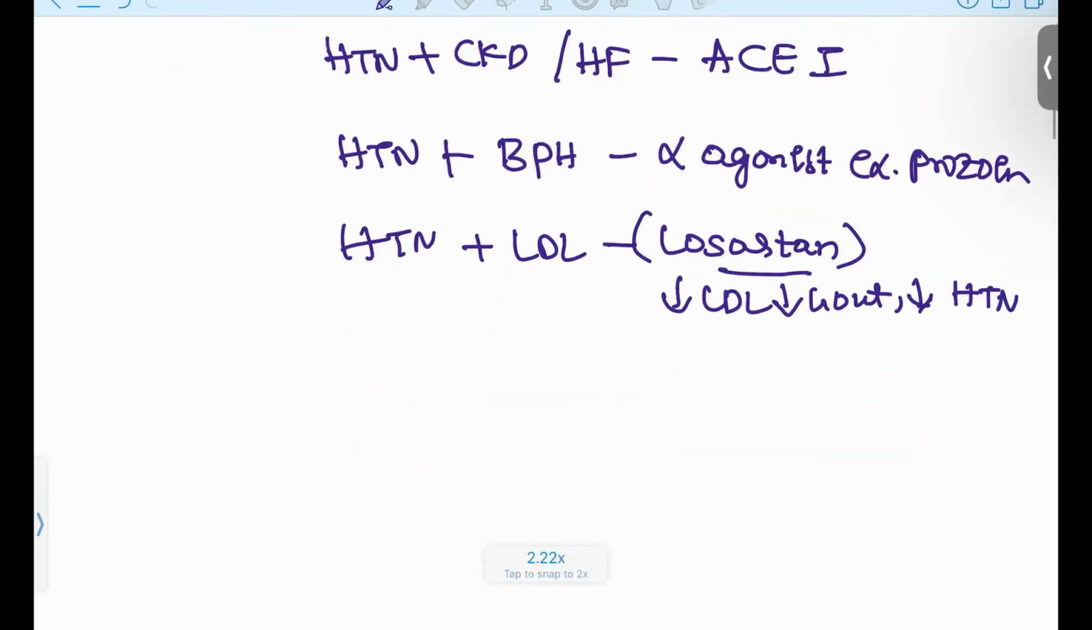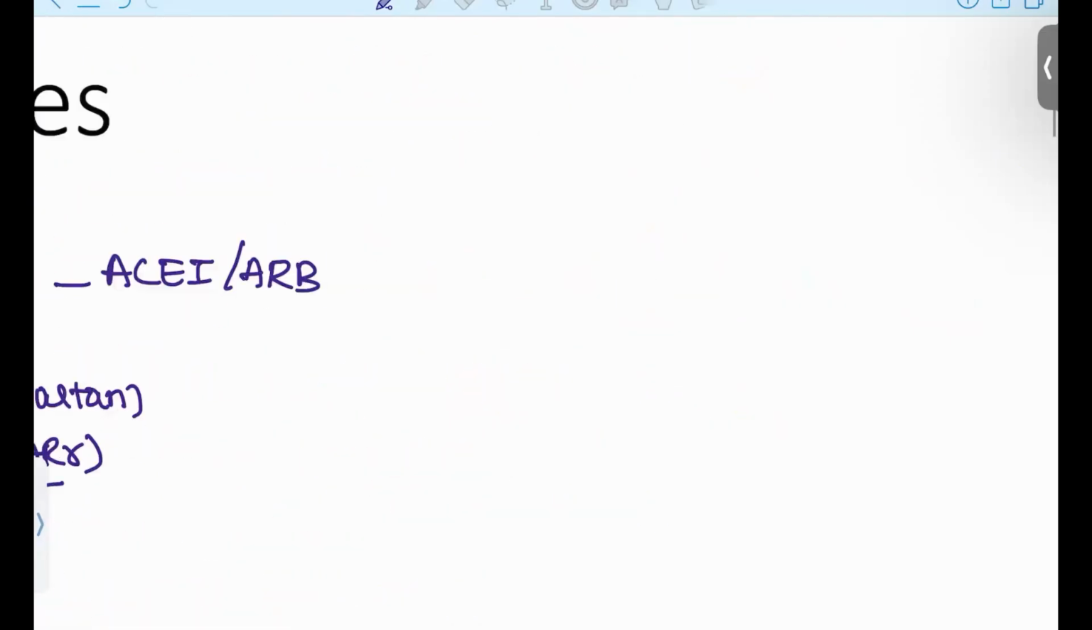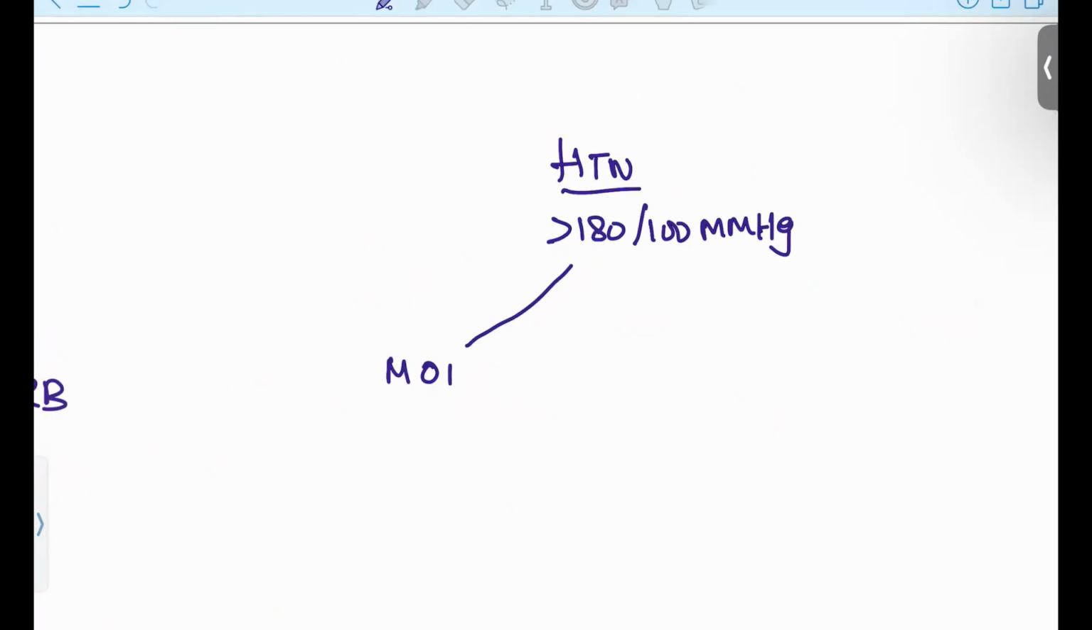And patients who have hypertension plus Raynaud's or other systemic vasculitis, then we can start the patient on calcium channel blockers like nicardipine or amlodipine. And subclassified, if the hypertensive patient has more than 180 by 100 or 110 mmHg. Let's say one patient has multi-organ dysfunction and another patient does not have multi-organ dysfunction. What is the drug of choice?